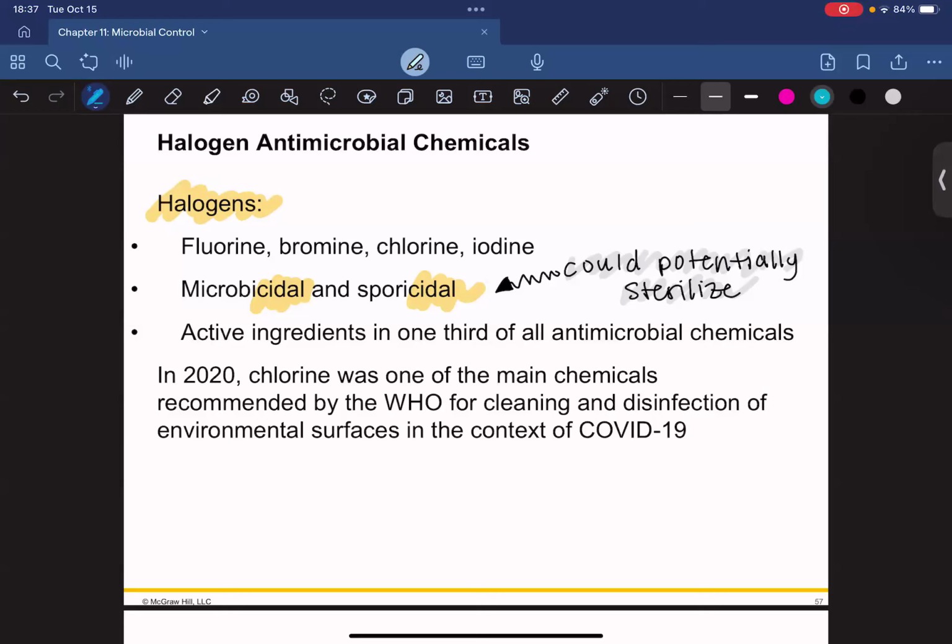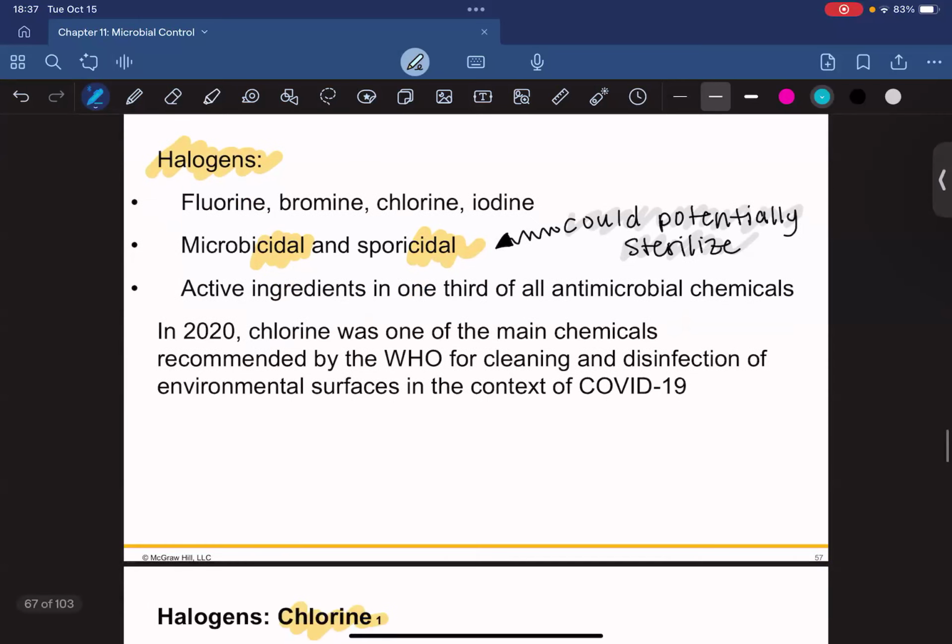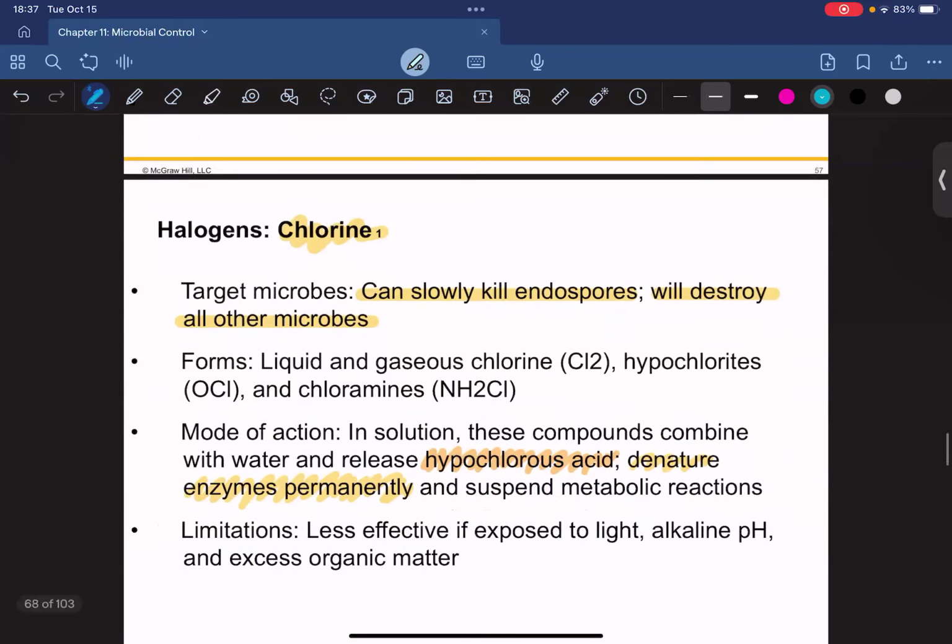But we also can use iodine. We know this, you can prep skin with iodine as well. If it's that orange stuff, that's what I'm talking about. So these guys are microbicidal and sporicidal. So if you use them at the right concentration and the way they should be, you could potentially sterilize. Let's start with chlorine.